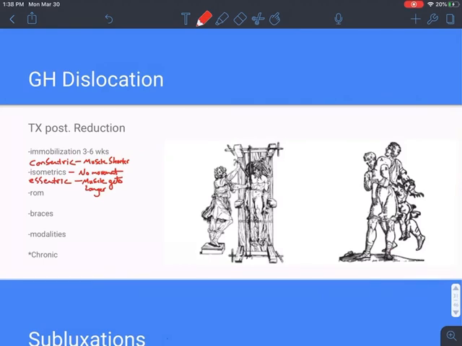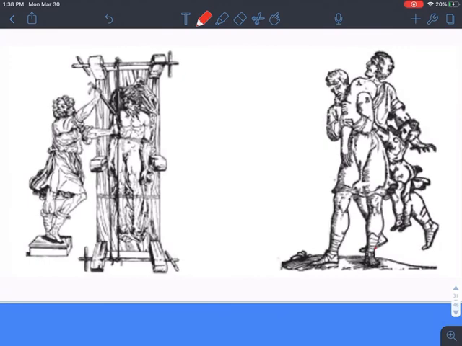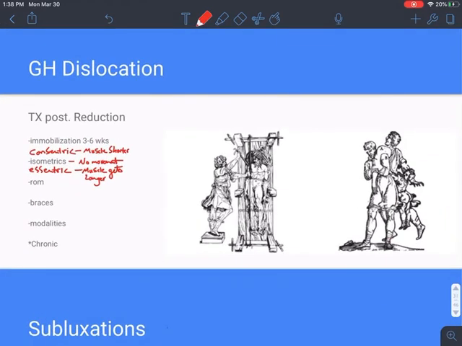So, treatment post reduction. You want to immobilize for 3 to 6 weeks, so in a sling. You like these pictures I got you guys? Like these old school pictures of relocating stuff.